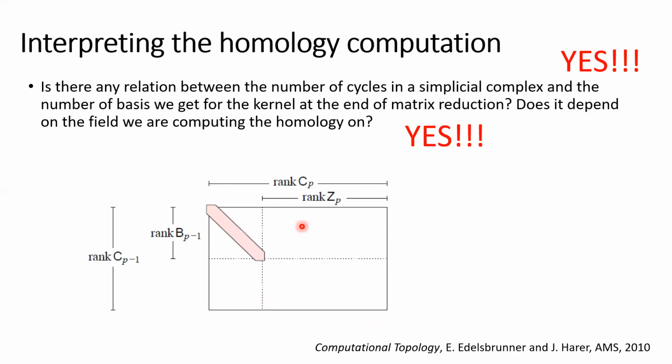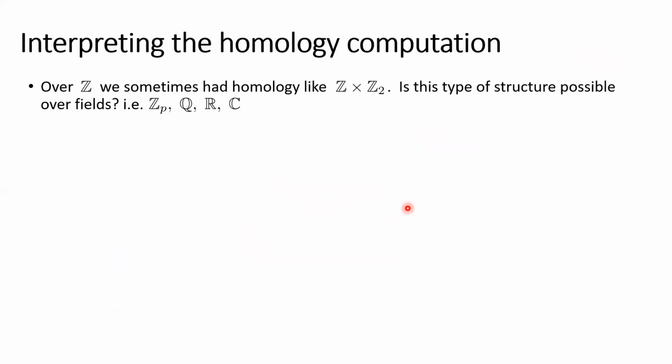And as we've seen before, computing these matrices highly depends on the field that we're using, right? The operations change a lot depending on what field we use. Now, following with this interpretation of the homology computation, we have the following question. Over Z, sometimes we have homology like Z cross Z2. Is this type of construction possible? Is this type of structure possible over other fields, like Z mod p or the rationals, the reals, or the complex numbers? The answer is not really.